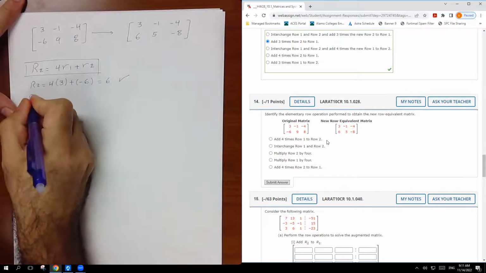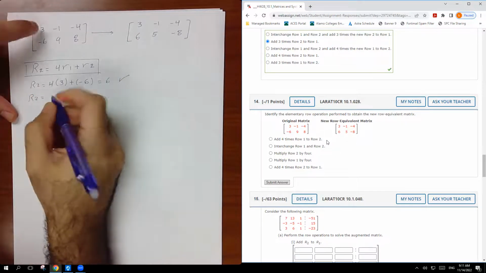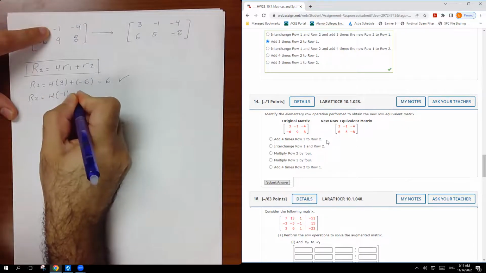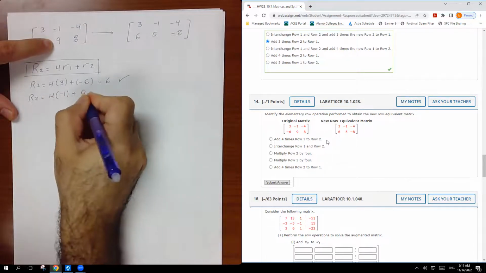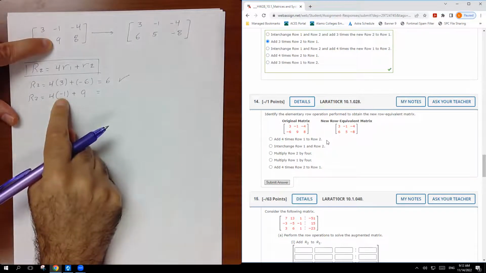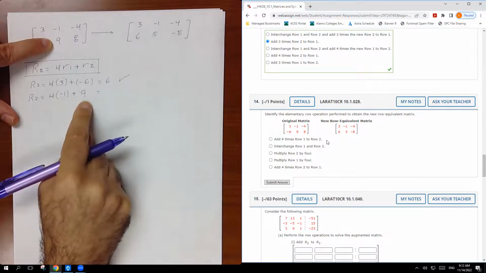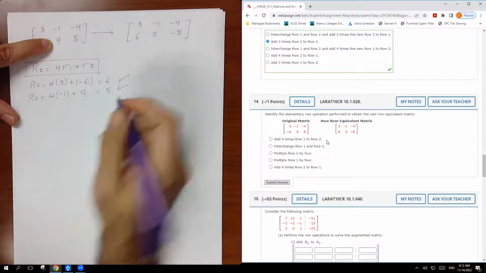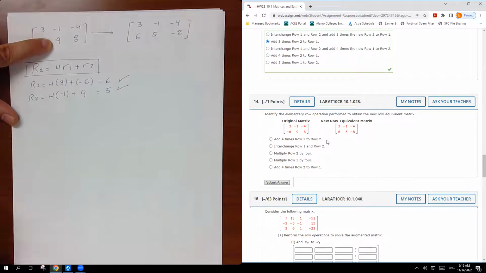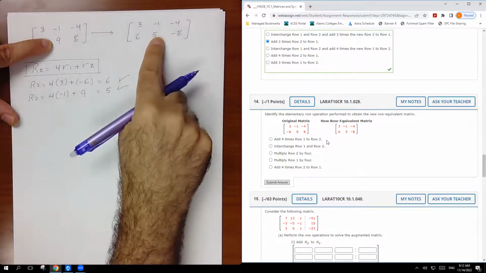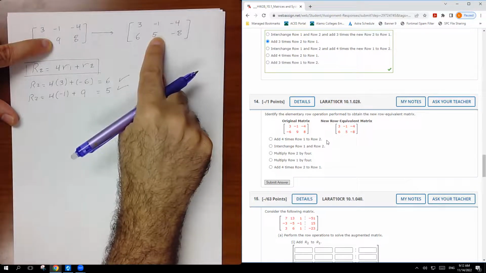Let's check the second element. We have 4 times R1, which is -1, plus R2, which is 9. So 4 times -1 is going to be -4. -4 plus 9 is going to be 5. So this is the second element. So we have 6 and we have 5. 5 is the second element on this new matrix.